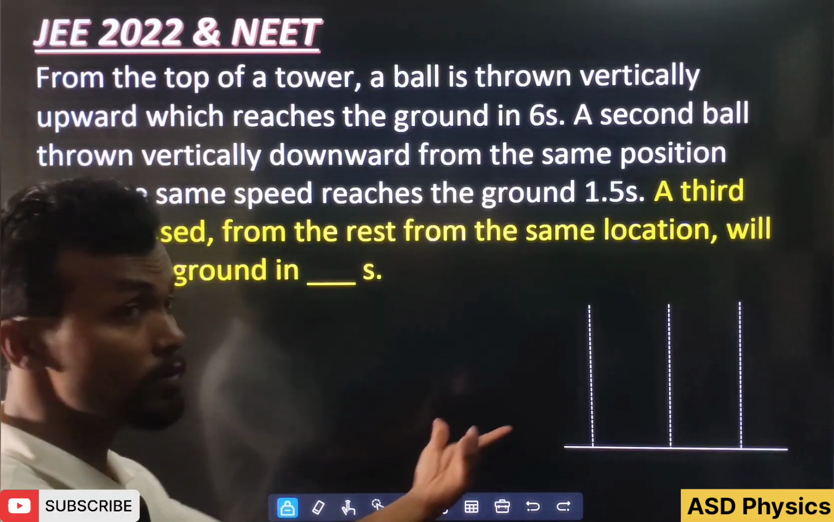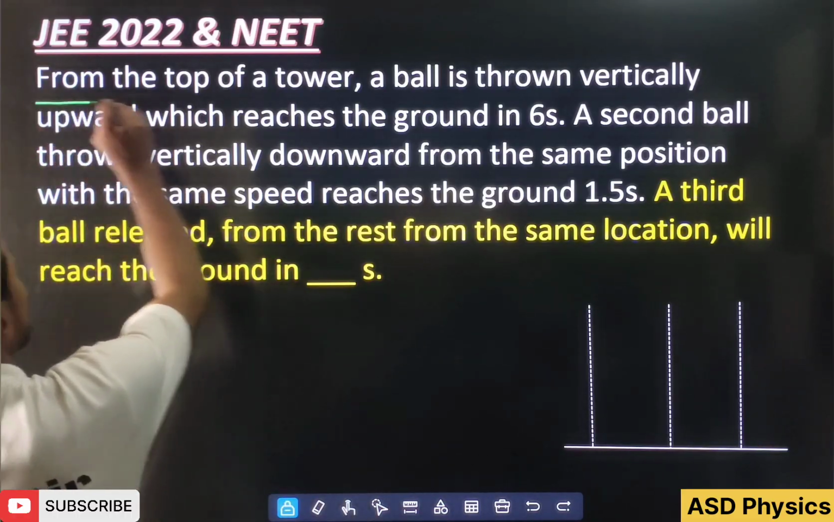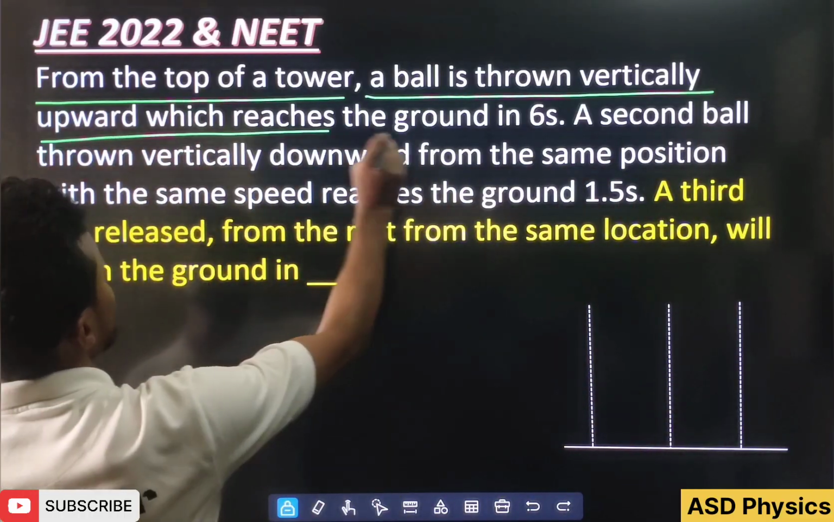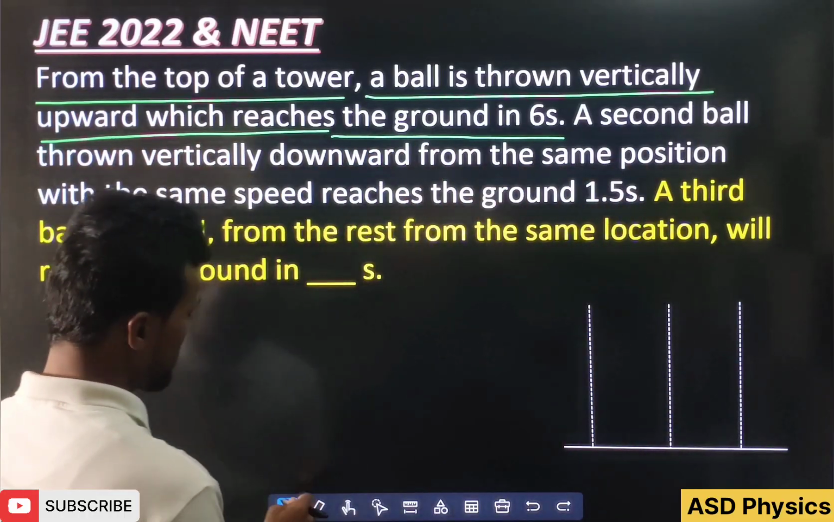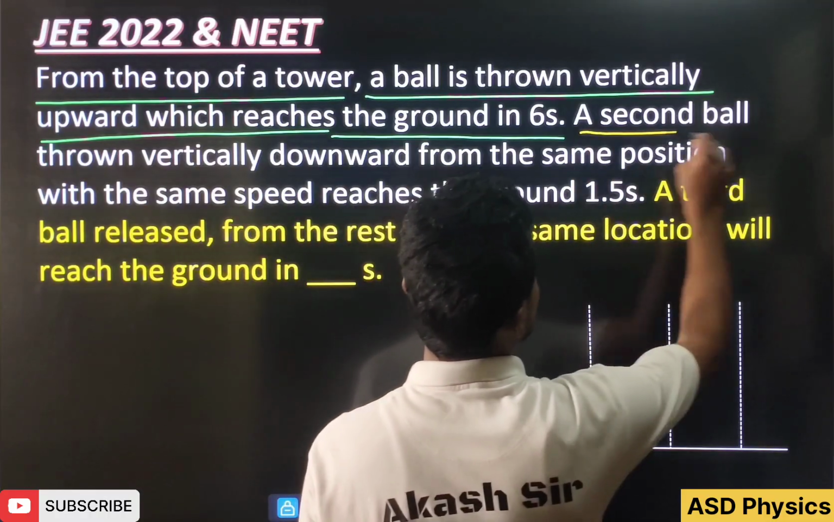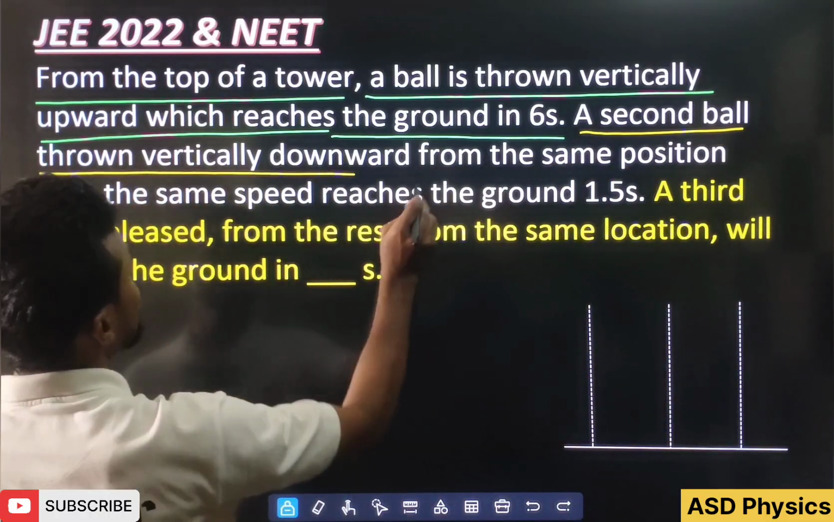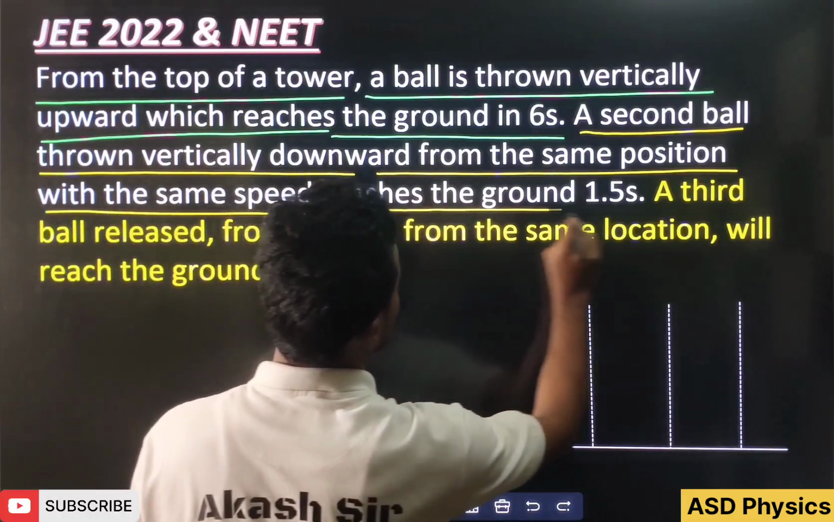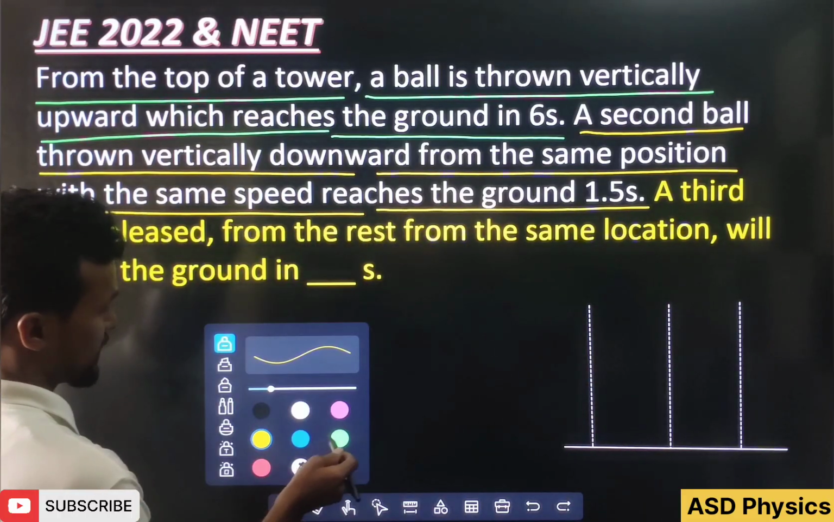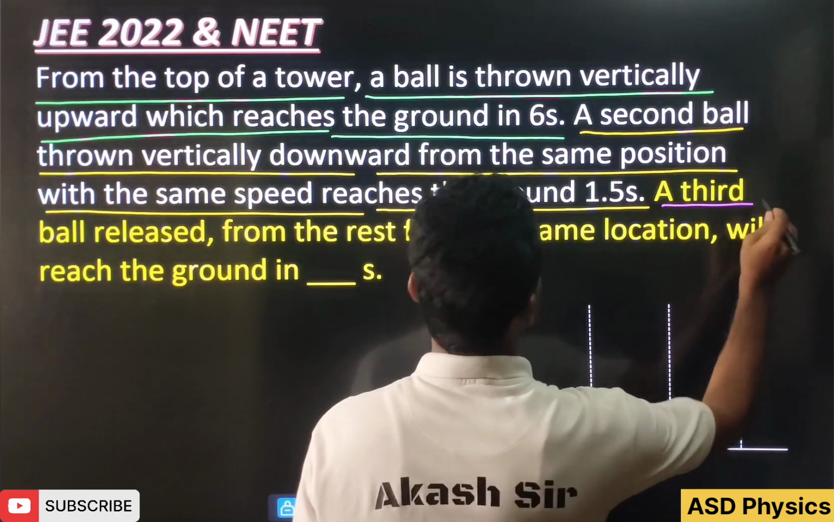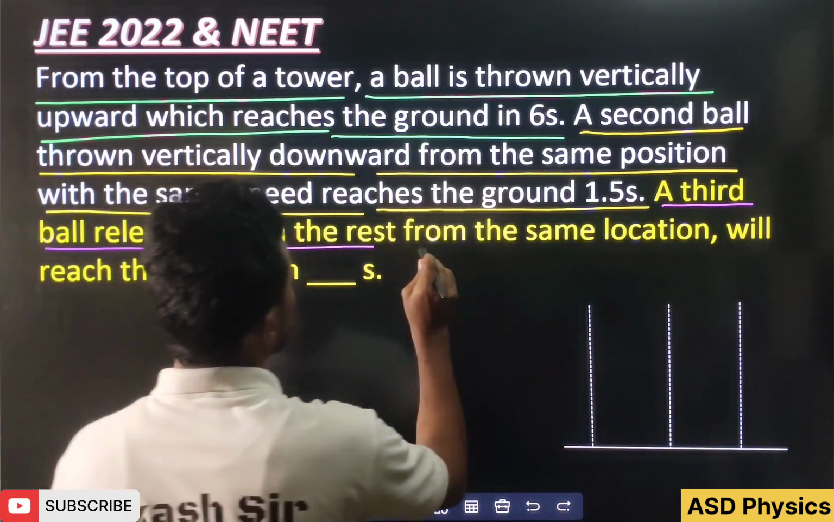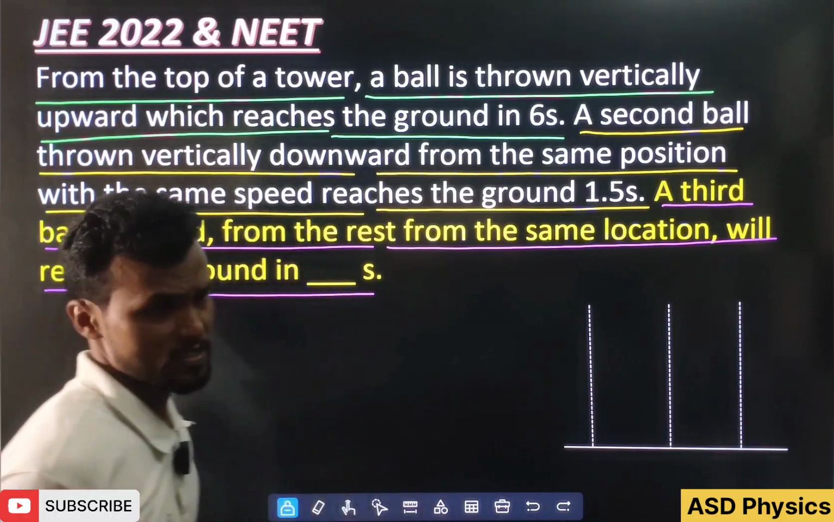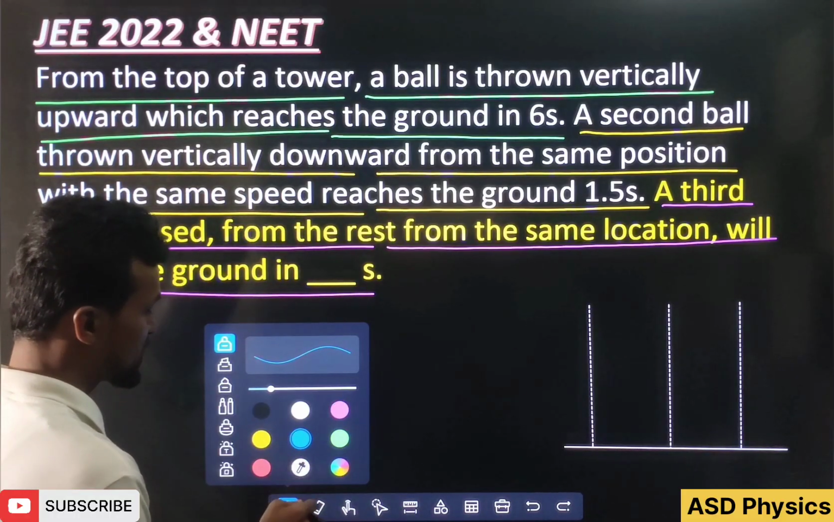Asked in JEE 2022, but a very interesting question. The question is: from the top of a tower, a ball is thrown vertically upward, which reaches the ground in 6 seconds. A second ball thrown vertically downward from the same position with the same speed reaches the ground in 1.5 seconds. Now, a third ball released from rest from the same location will reach the ground in how many seconds?